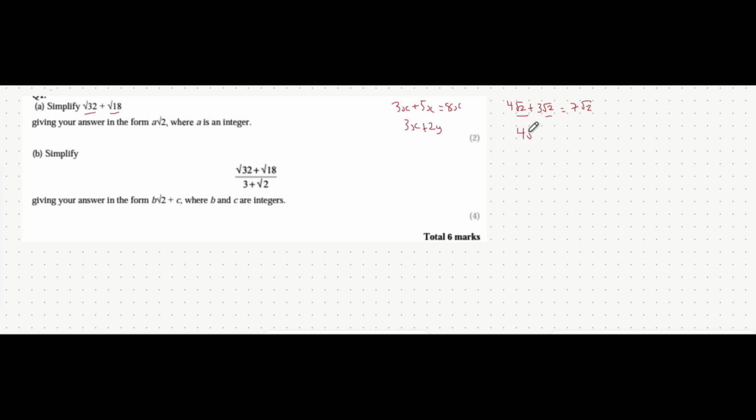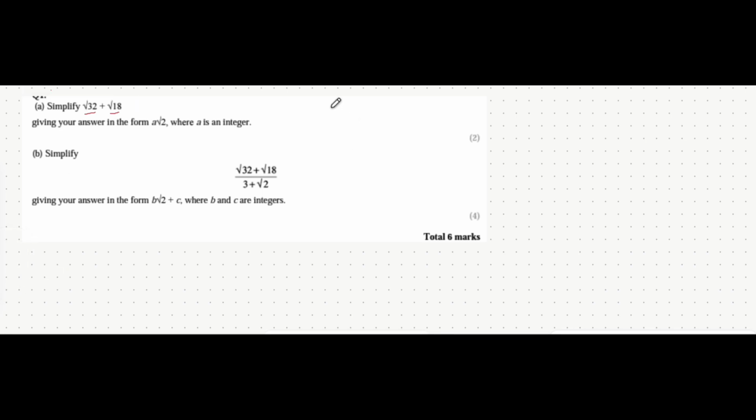However, if you have 4 root 2 plus 3 root 3, now there is no common term. This is a root 2, this is a root 3, so we just leave it as it is. That same context works with algebra as well as surds. So what that tells us is that in this question, you want to make both of these terms have the same square root, and then you can combine them together.